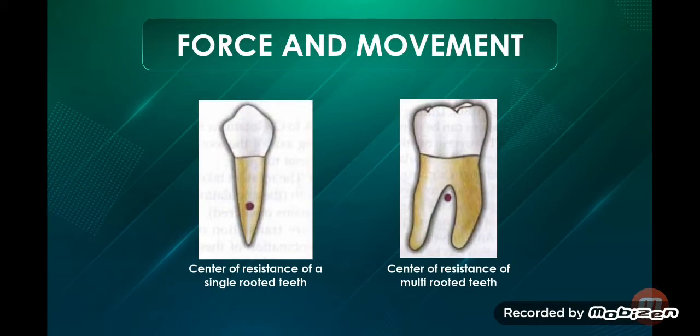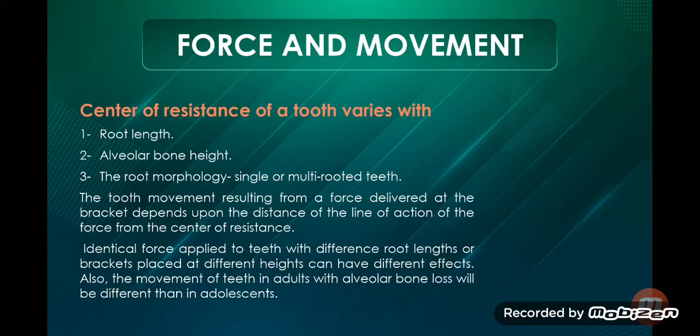In this figure, we can see the center of resistance of the single-rooted tooth, which is just in the middle, or at the junction between the middle and apical thirds of the root, while the center of resistance in multi-rooted teeth is located 1 to 2 millimeters apical to the furcation area. Now, the center of resistance of the tooth varies with, first, root length, second, alveolar bone level, third, the root morphology, single or multi-rooted teeth.